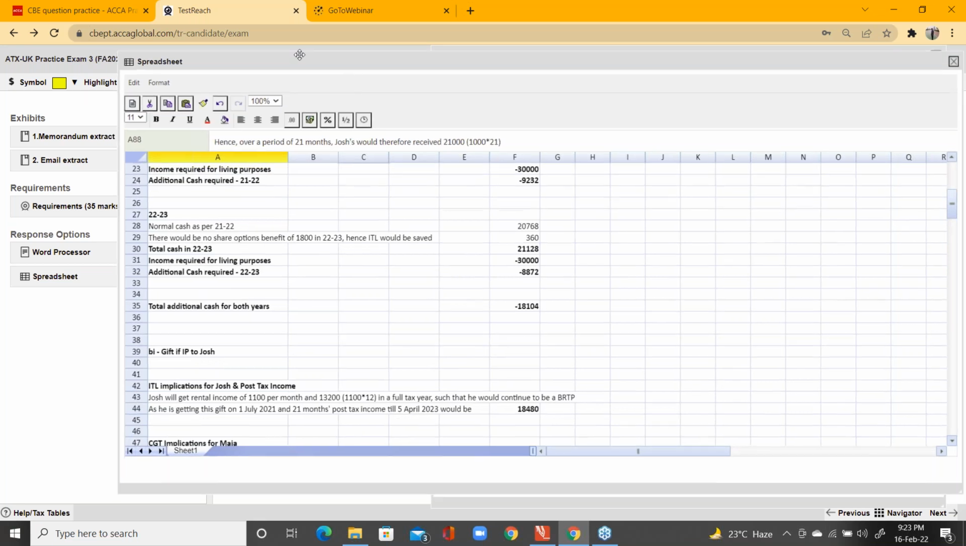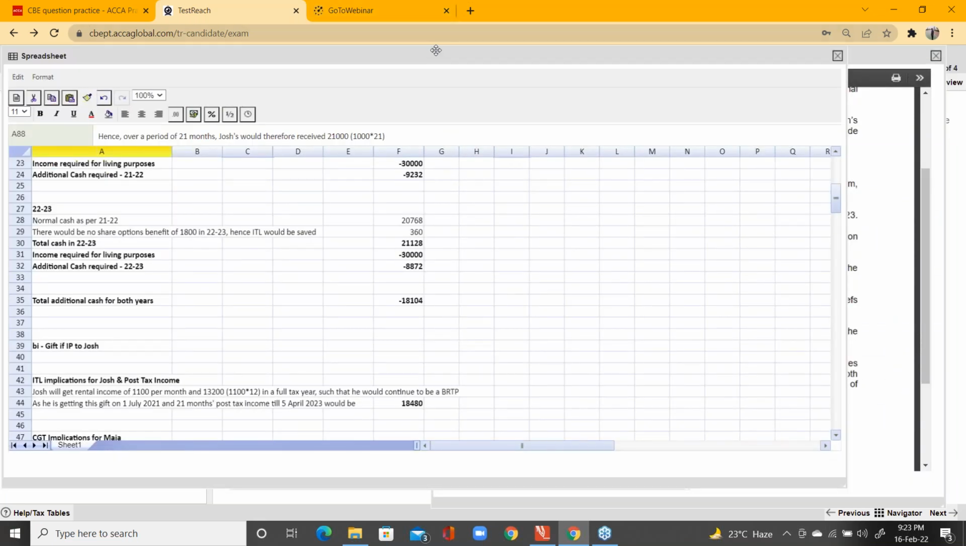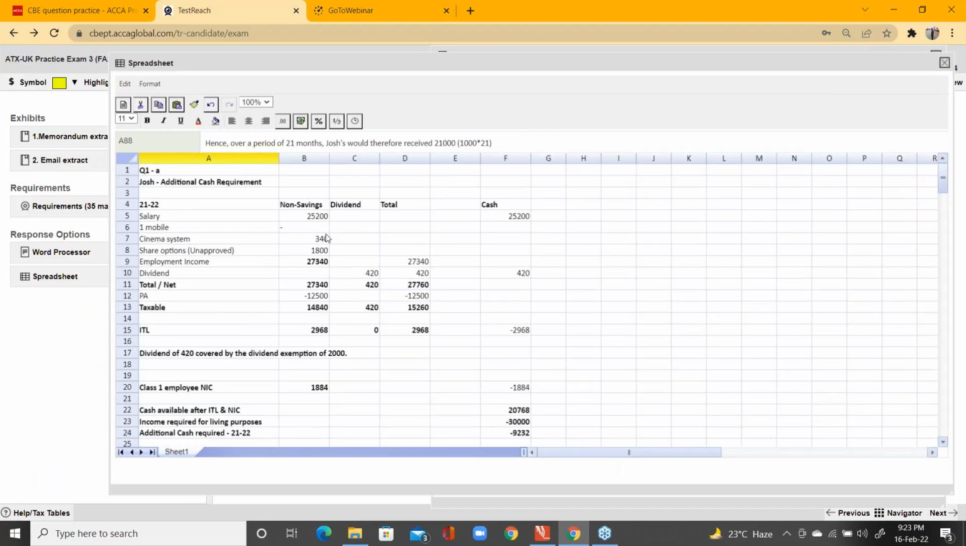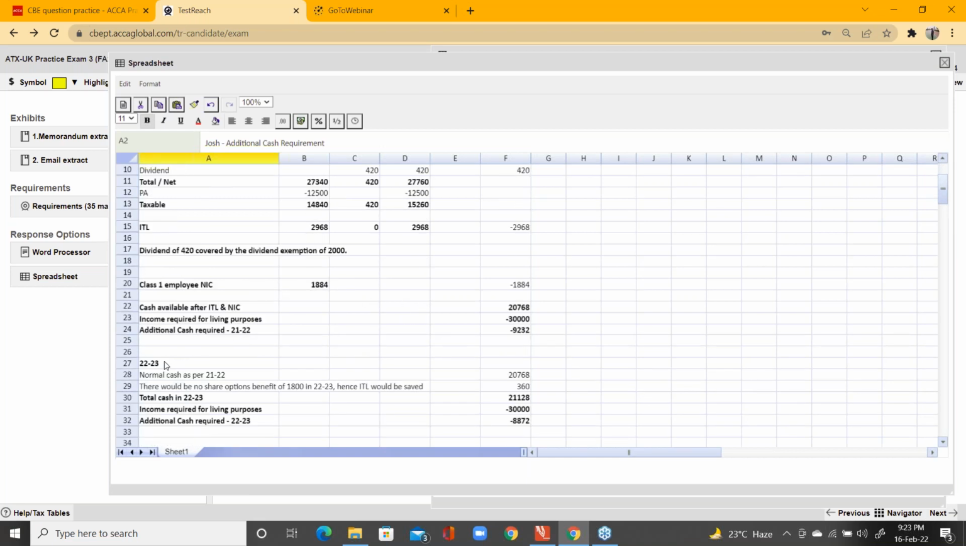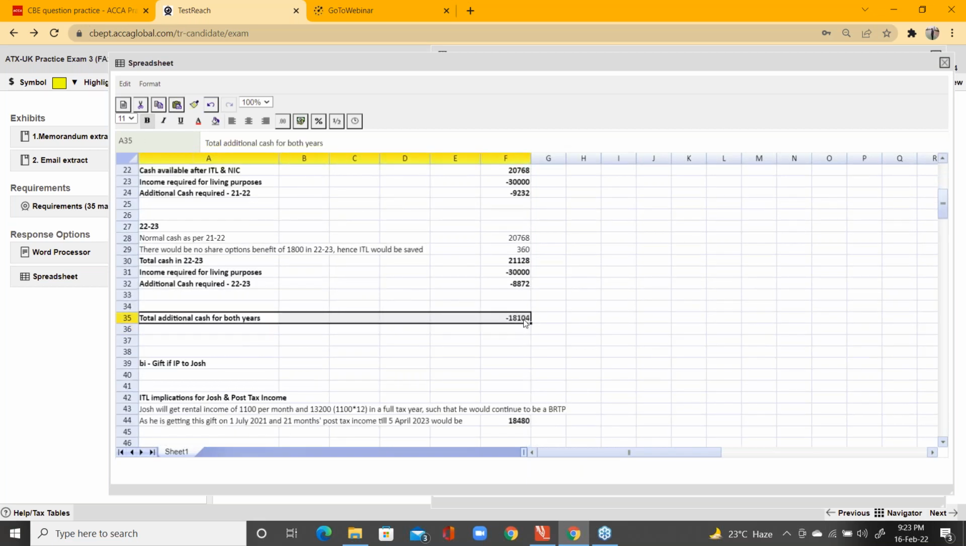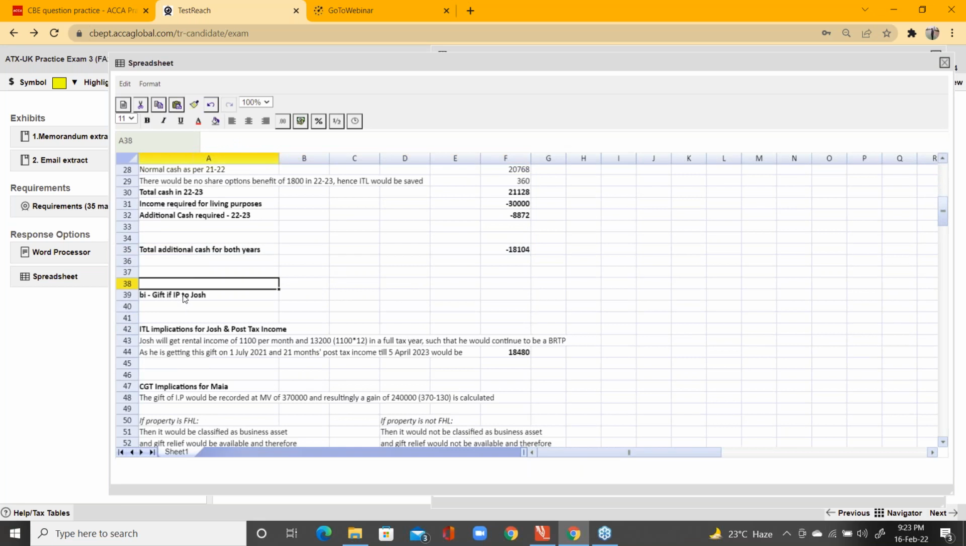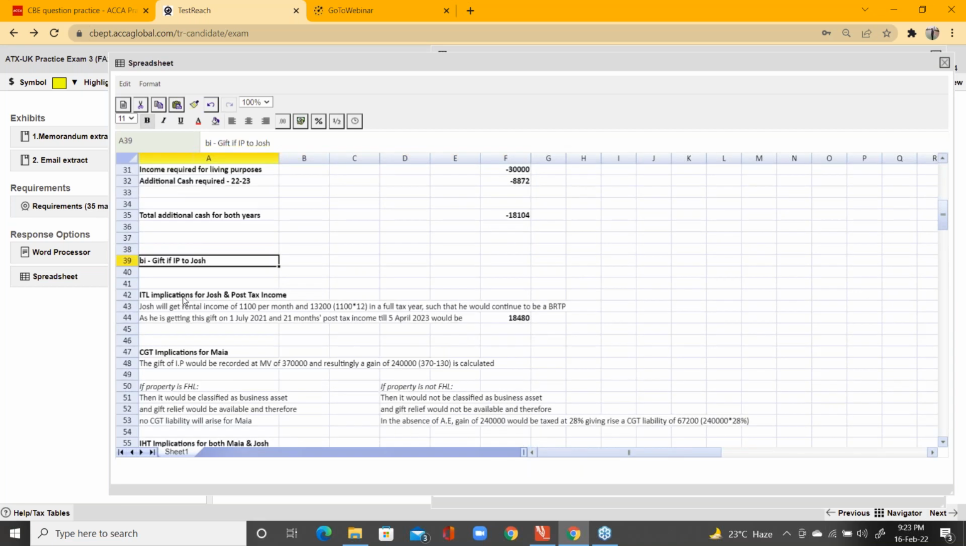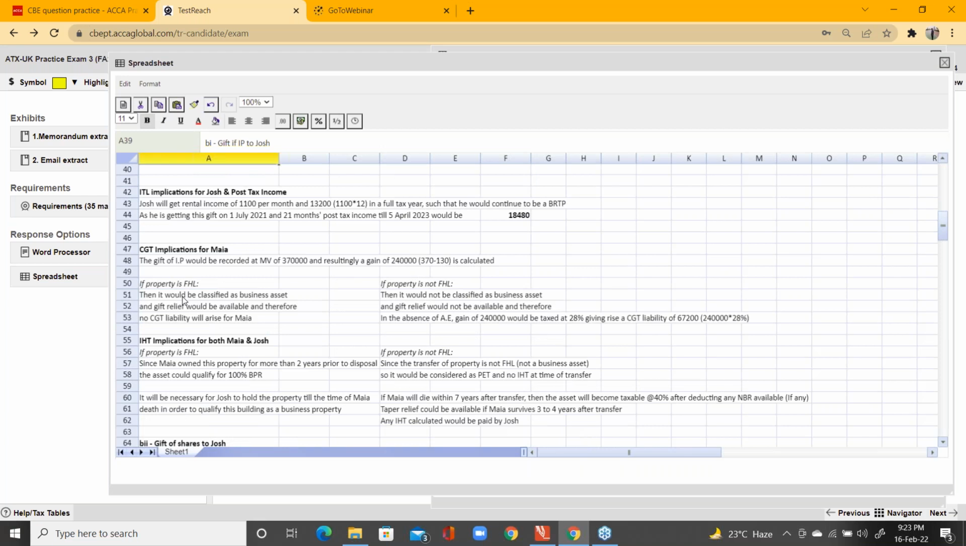So that's the formal answer. You have to write your answer in the exam this way. First of all, the main heading, then Josh's additional cash requirement we solved by preparing a proper format for 2 years, 20-21 and 21-22. Thereafter, we calculated the total cash shortage. Furthermore, under 3 alternative strategies, we also discussed the relevant implication for each person as it was required by our manager to explain the things in a proper manner.